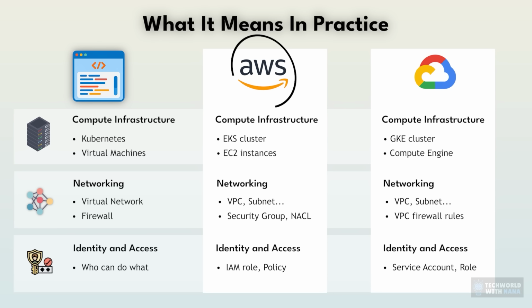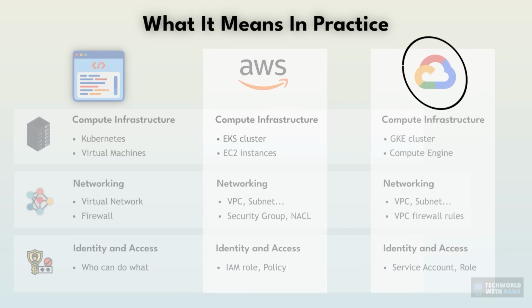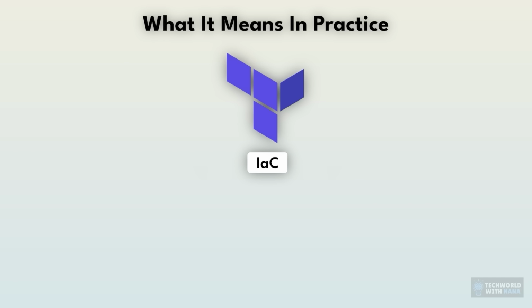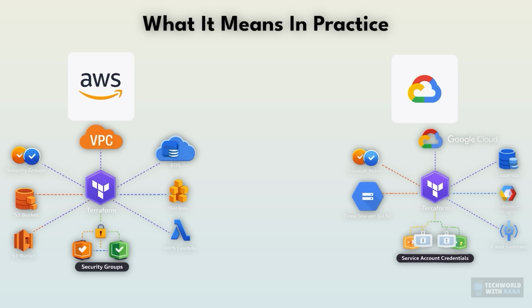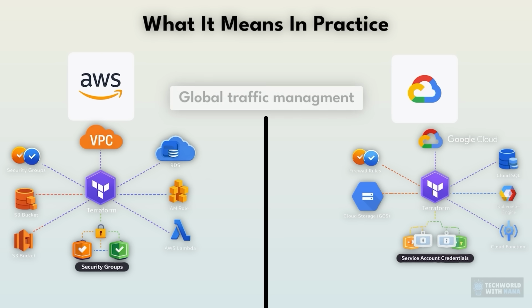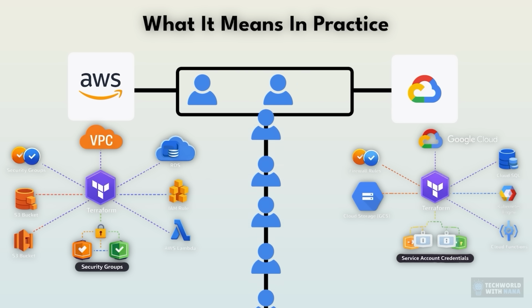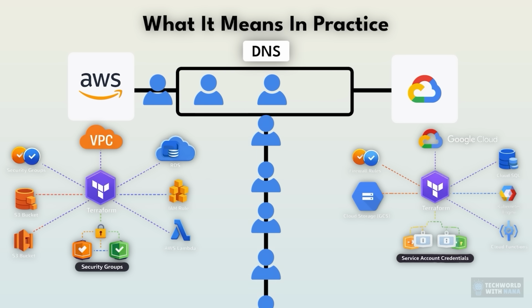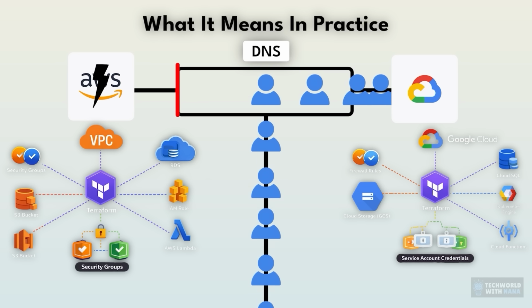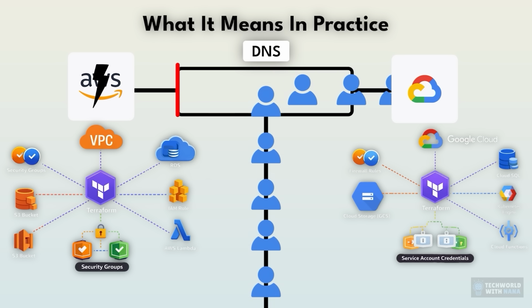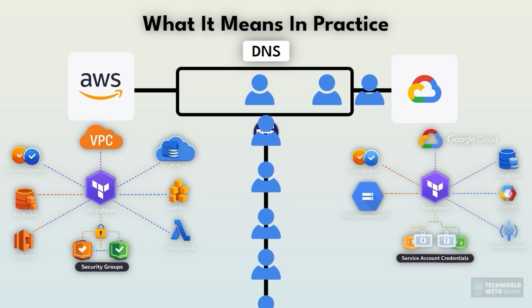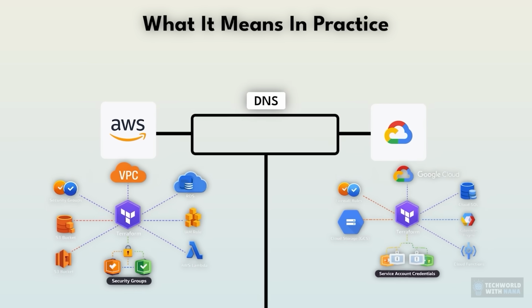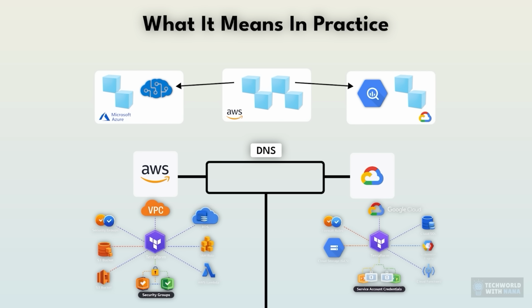And everything you do in AWS, you will also need to do in Google Cloud. If you're using Terraform as infrastructure as code, you will need to have one for AWS infrastructure, one for Google Cloud. Most importantly, you will need global traffic management. So you will need a way to route user traffic to the right cloud. Maybe use DNS-based failover, where if AWS is down, DNS automatically routes traffic to Google Cloud. Or maybe use a global load balancer that sits in front of both clouds, which of course adds another layer of complexity.